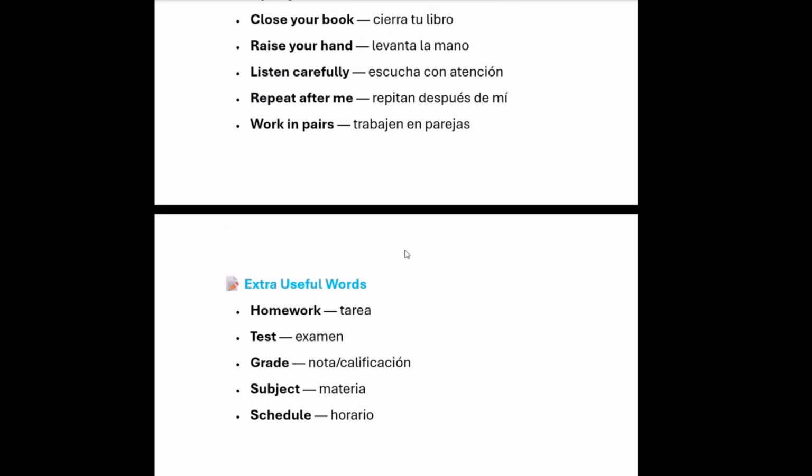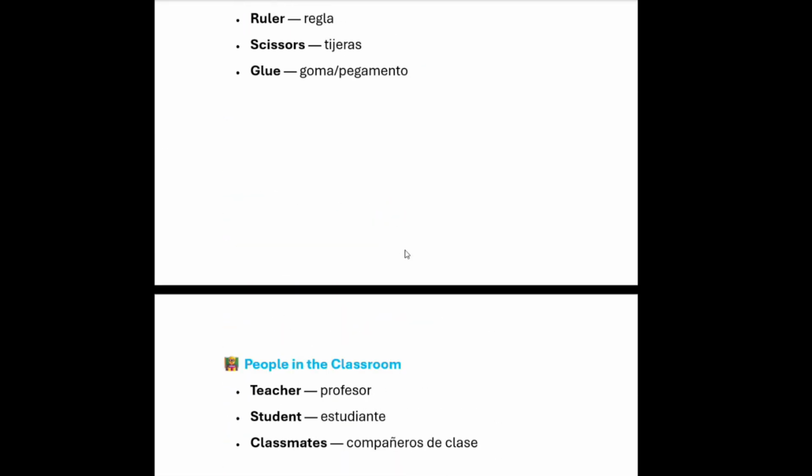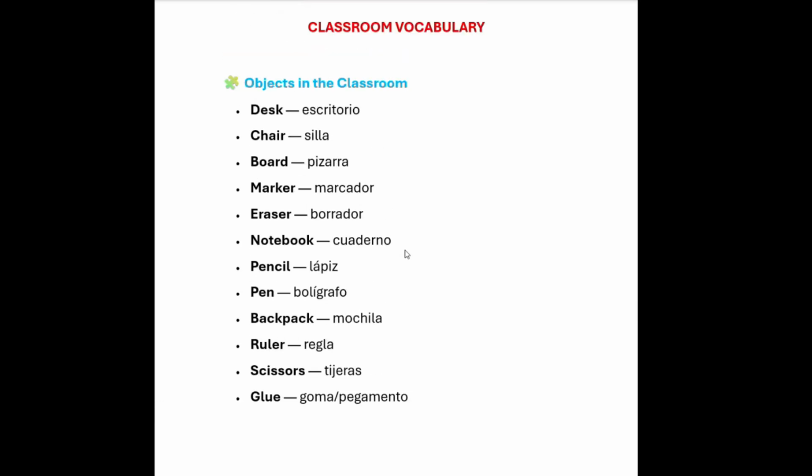Well, these were the essential and very important vocabulary related to the classroom, right? So don't forget to put into practice the pronunciation. You can repeat one by one after me and also try to memorize them. So, okay, let's move on to the next topic that is going to be about demonstrative pronouns.